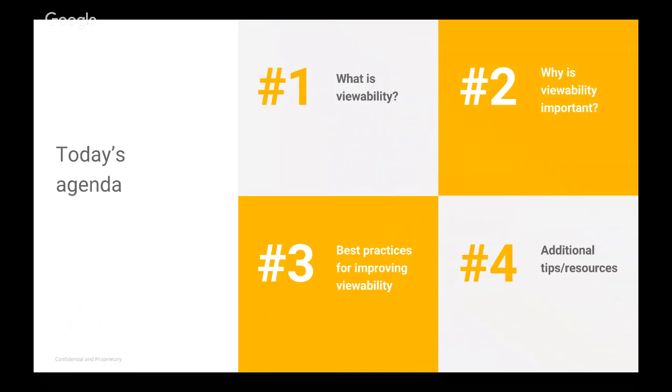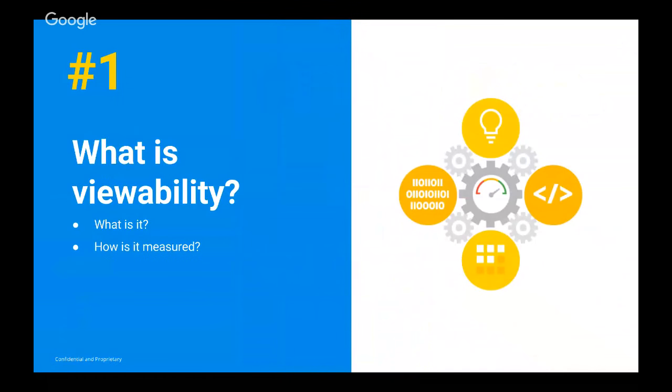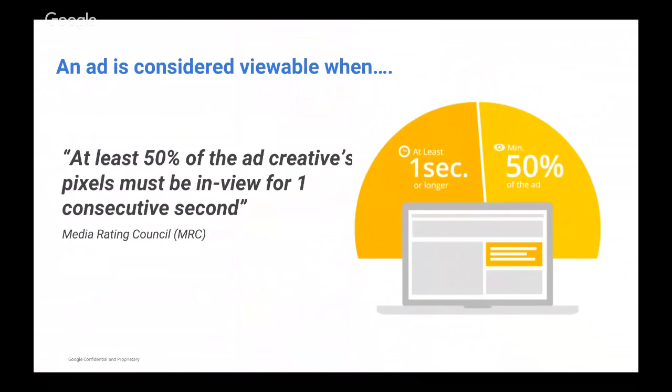Great. Okay, well, let's kickstart. So what is viewability? In this section, we'll define viewability, explain how it's measured, and also how you can monitor your own viewability. An ad is considered viewable when at least 50% of the ad creative's pixels is in view for 1 consecutive second. As you can imagine, having a higher viewability percentage therefore makes digital ad inventory more attractive to buyers, since a higher percentage of ads are going to be seen.